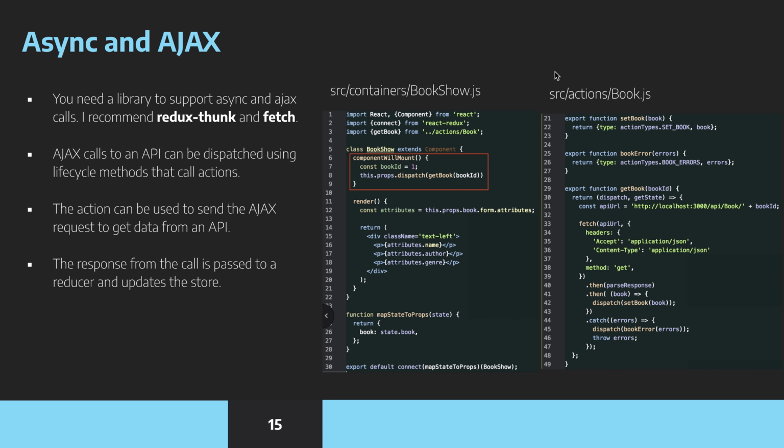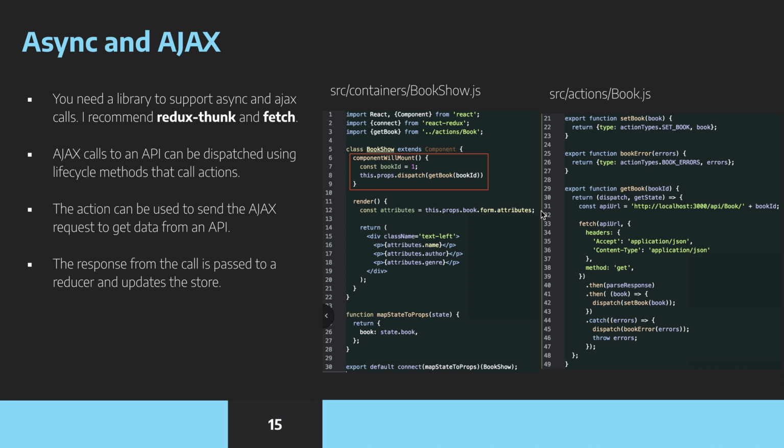So from there, if we look into our actions /book, that's where I imported the get book function from. On line 29, that's where that function lives, and we pass it the book ID. On line 31, we set the URL for the API that we're going to hit.